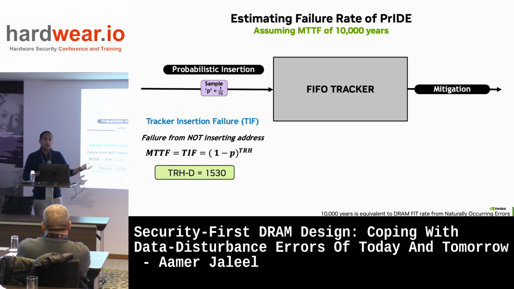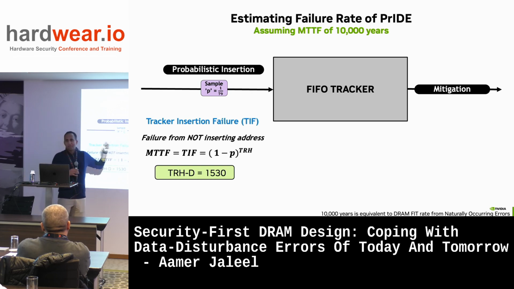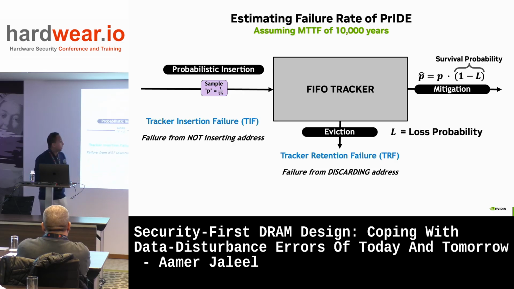So now we actually have an approach with probabilistic insertion that gives a RowHammer threshold of 1530, which is lower than the RowHammer thresholds of DRAM technologies out there today. But we all know the tracker is of bounded size, right? Something has to get evicted. So if we're going to evict something, the tracker has a loss probability.